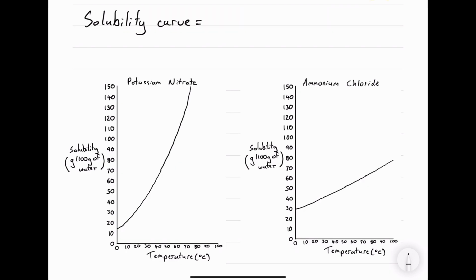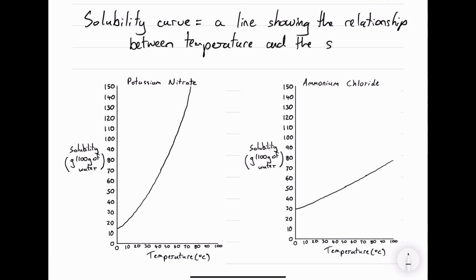We can show how the temperature affects the solubility of different substances by drawing a solubility curve, which is a line graph showing the relationship between temperature and the solubility of the substance. As you can see for potassium nitrate and ammonium chloride, as the temperature increases, so does the solubility. And potassium nitrate is much more soluble at higher temperatures than ammonium chloride.